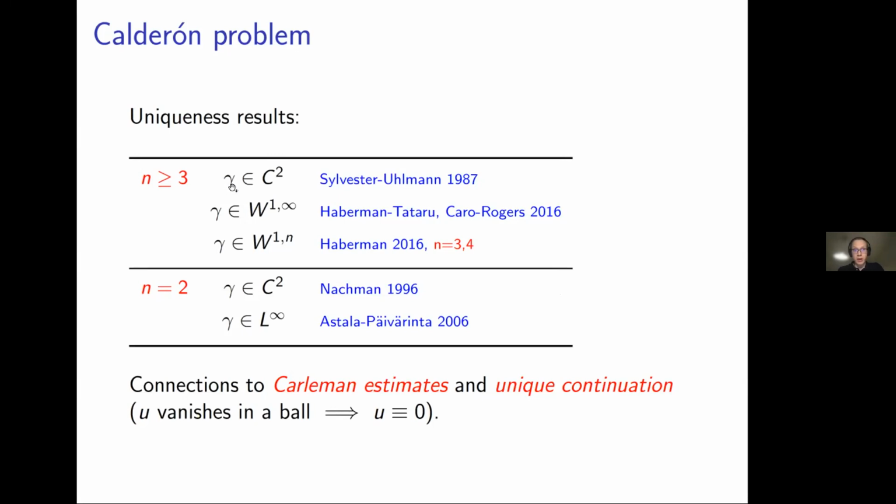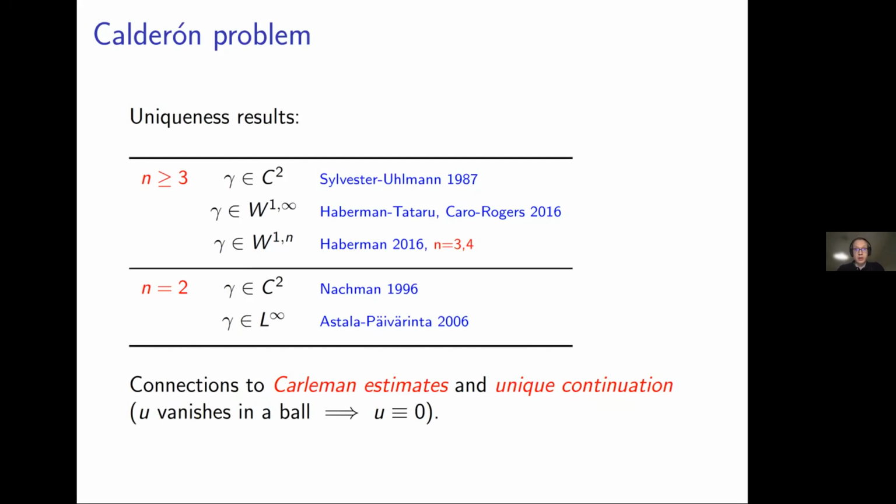In dimension 3 and higher, the first somehow big result is due to Sylvester and Uhlmann, who showed that if gamma is a C^2 conductivity, you can determine it from boundary measurements. And one thing that has been of interest is to reduce the regularity. Nowadays, the result is known for Lipschitz conductivities by Haberman, Tataru, and Caro-Rogers, and also for conductivities in the Sobolev space W^{1,n}, at least in low dimension 3 and 4. And some people conjecture this would be an optimal result in a certain sense.